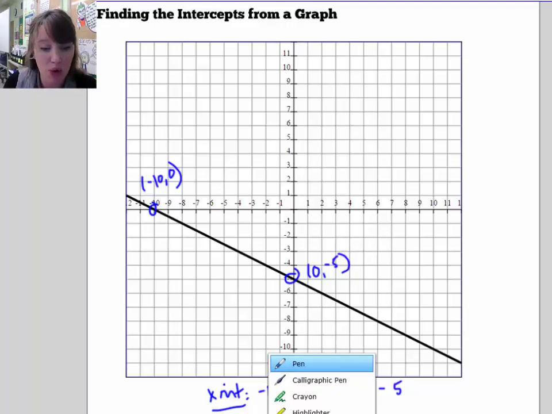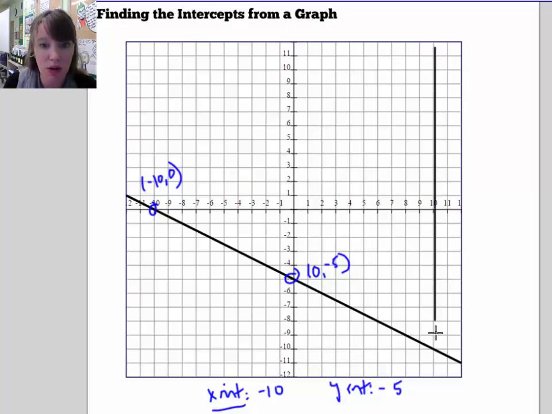When you have a graph, it's very easy to determine this, except when you have a vertical or a horizontal line. So let's talk about that for a minute. Let's draw a vertical line, and let me also draw a horizontal line so we can use that in just a second. The vertical line that we just drew was right here. It's 10 units to the right of the y-axis, so that's called x equals 10.